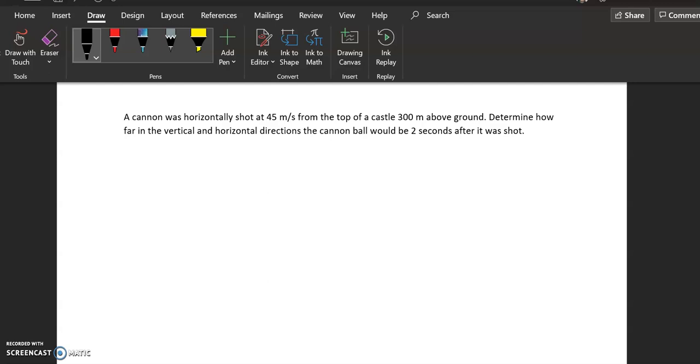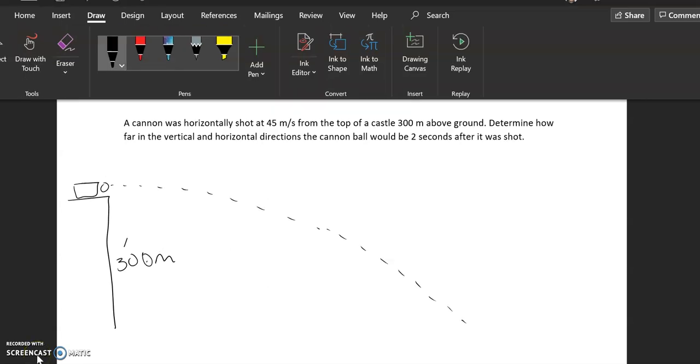So it says a cannon was horizontally shot from 45 meters per second from the top of a castle 300 meters above ground. Determine how far in the vertical and horizontal directions the cannonball would be 2 seconds after it was shot. We know that it's 300 meters above ground, but we actually don't know if it's going to hit the ground. The only thing we know is that it's in travel for 2 seconds.